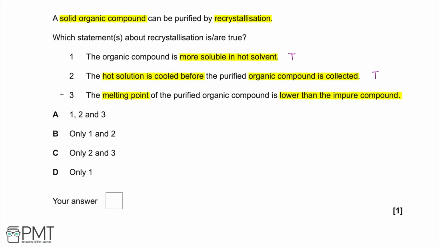Statement 3, the melting point of the purified organic compound is lower than the impure compound. And this is definitely not true. The melting point of an impure compound is always lower than the melting point of the pure compound. If we think about a crystal lattice, the presence of impurities is going to interrupt the regularity of that lattice, meaning less energy is required to break that apart. So the melting point of an impure compound is always lower than that of the pure compound. So this is false. So our answer here is going to be 1 and 2, which is B. So our answer is B.